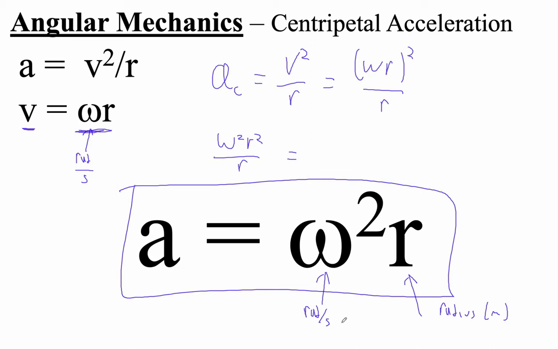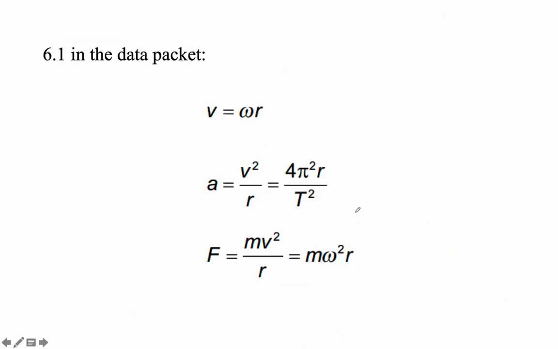Now, I feel like I should point this out. Take a look at the data packet. These are the formulas they give us, in section 6.1 of the data packet. They give us v squared over r. I think maybe the omega squared r formula is in there somewhere, but here it is. This is, in my opinion, badly done. They should have m 4 pi squared r over t squared, and then here they should say equals omega squared r. Let's fix it for them: m 4 pi squared r over t squared equals m omega squared r. This is how they should have done the data packet, but they didn't.